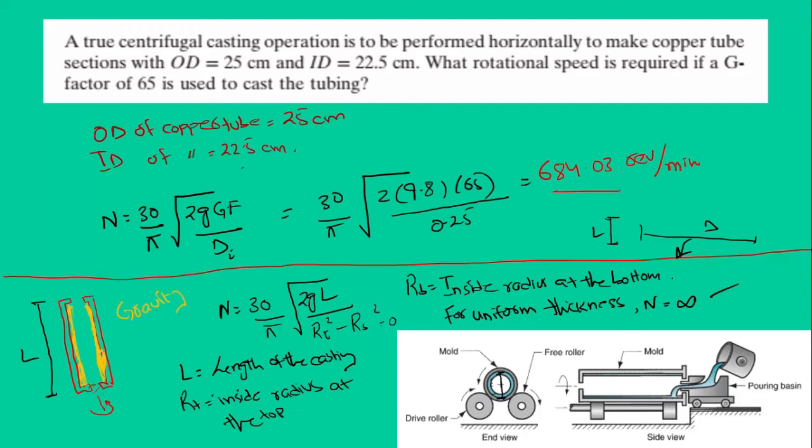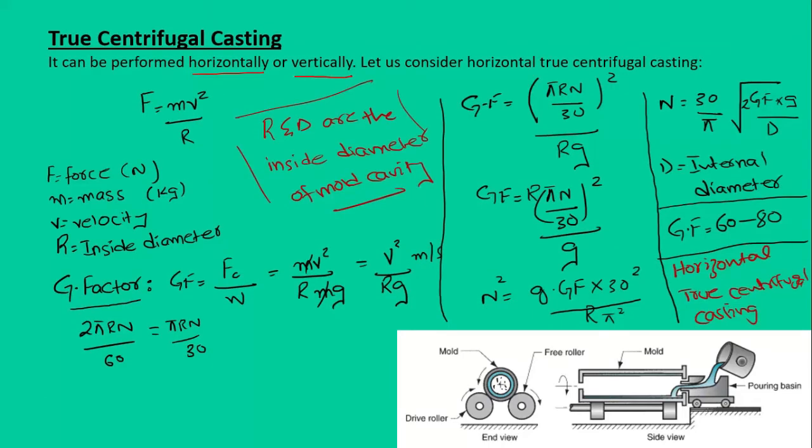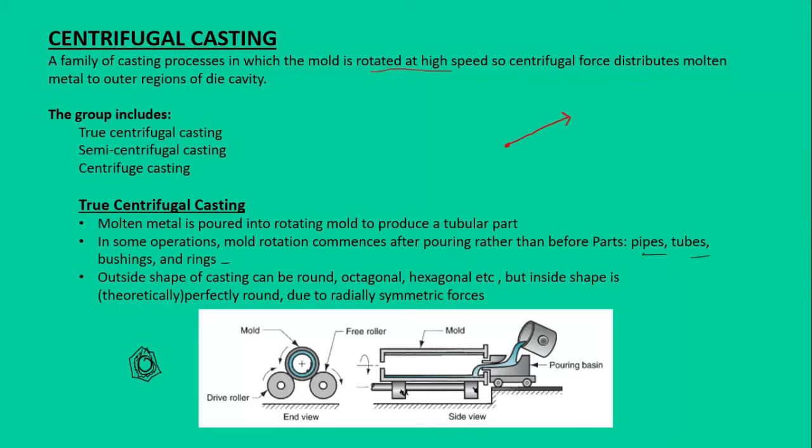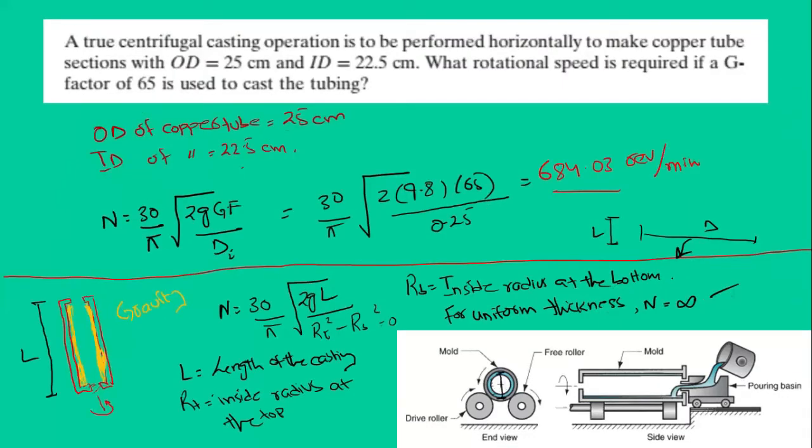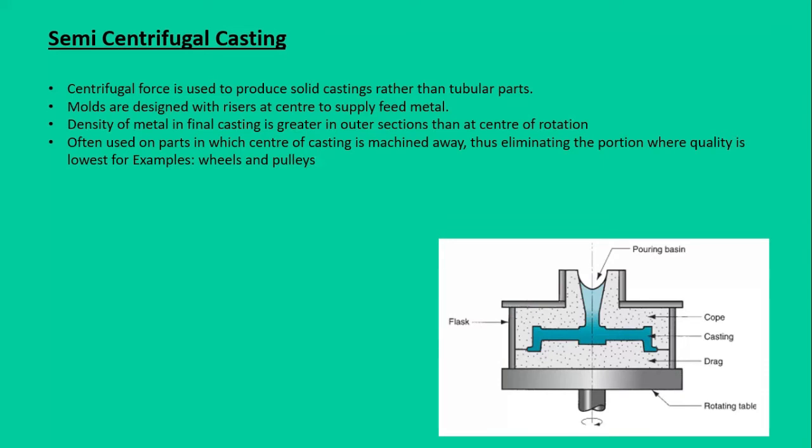So there are certain advantages for the true centrifugal casting itself, that is, it has the high density. The centrifugal casting itself has the high density. Okay, we'll see those advantages towards the end once we discuss some other types of the centrifugal casting.